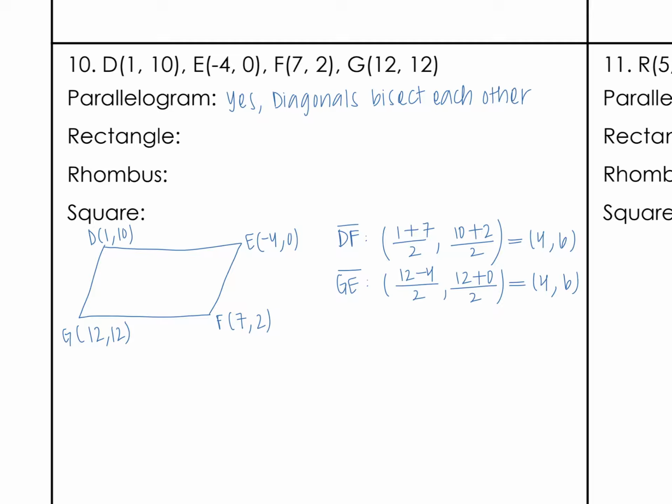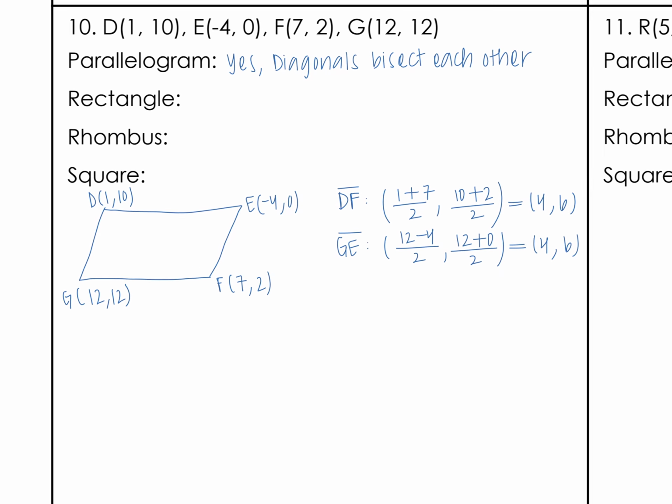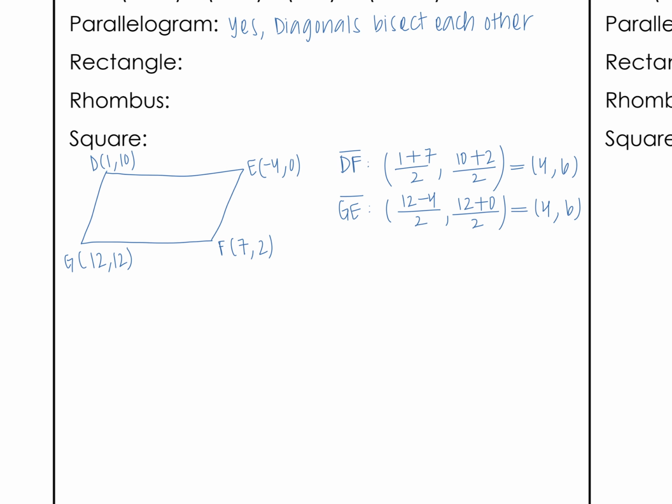Okay, so now let's see if this is going to be a rectangle. All right, so to determine if it's a rectangle this time around, I'm going to just determine, are my consecutive sides perpendicular? Okay, so I'm going to find the slope starting off of DE. So 10 minus 0, and then 1 minus negative 4 gives me plus 4. So we'll get 10 over 5, which will just reduce to 2.